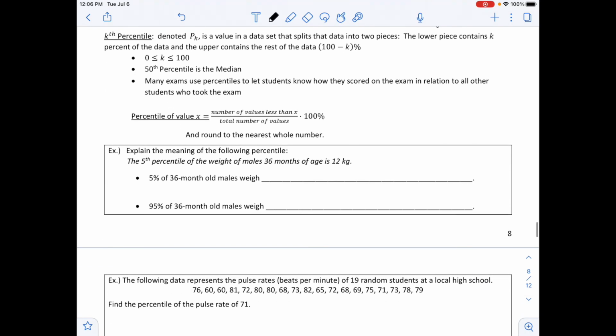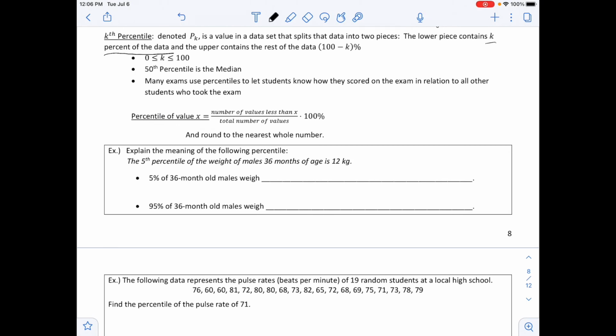Right below this, we get into kth percentiles. This is denoted P sub k, and it is a value of a data set that splits the data into 2 parts. The lower piece contains k% of the data, and the upper contains the rest, so 100 minus that k%. So k can be any value between 0 and 100. The 50th percentile is the median.